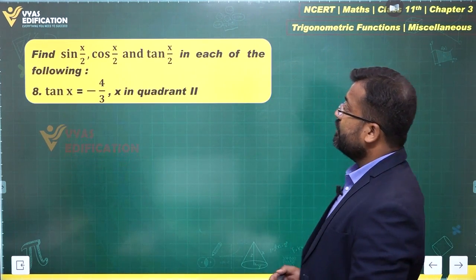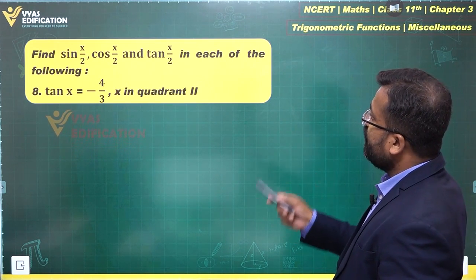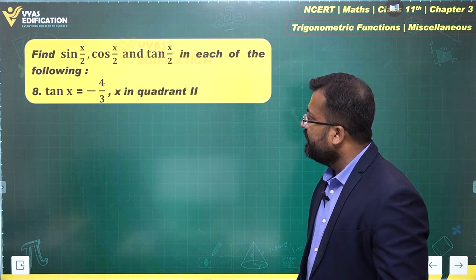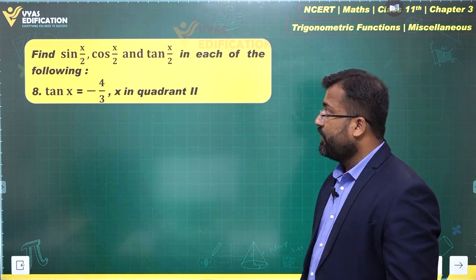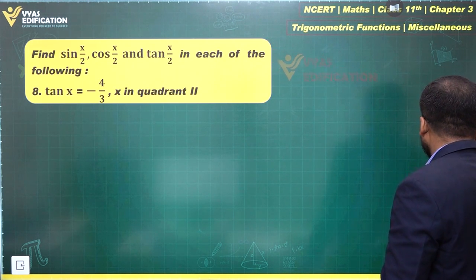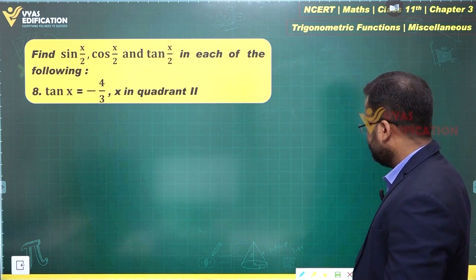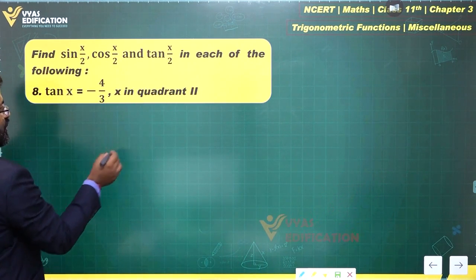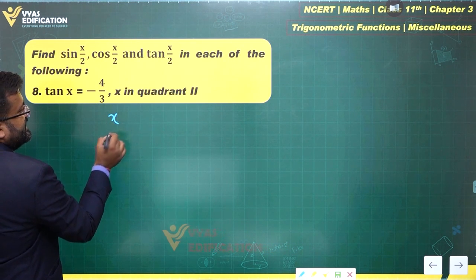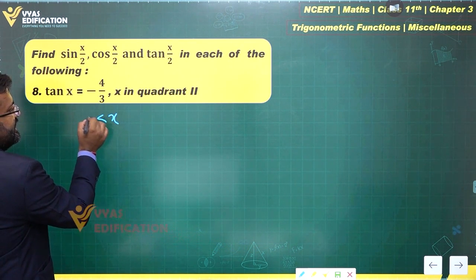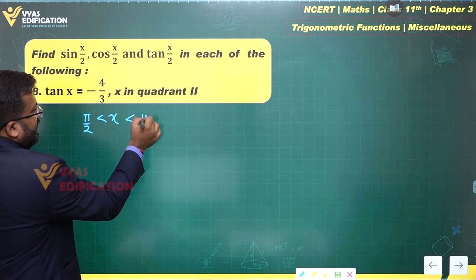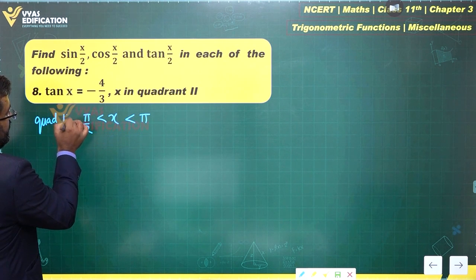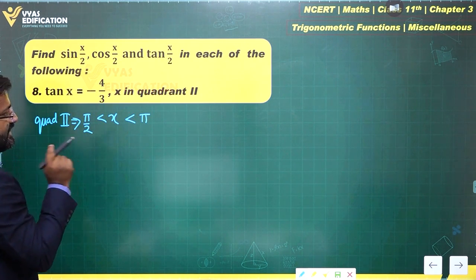Let's try and discuss this question. What does the question say? Find sin x by 2, cos x by 2, tan x by 2 in each of the following. We are given tan x equals minus 4 by 3 and x lies in quadrant 2. How do we go about solving this? Tan x equals minus 4 by 3. And x lies in quadrant 2 will imply that x is greater than pi by 2 and less than pi. Quadrant 2 implies that x lies in this interval.